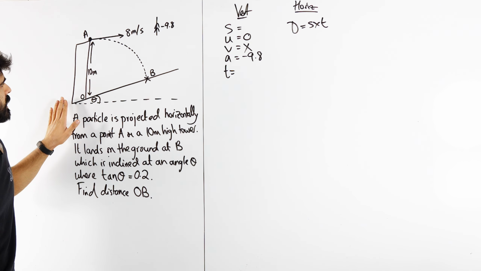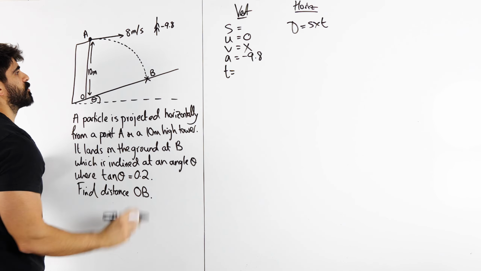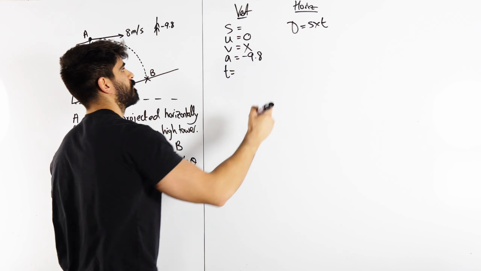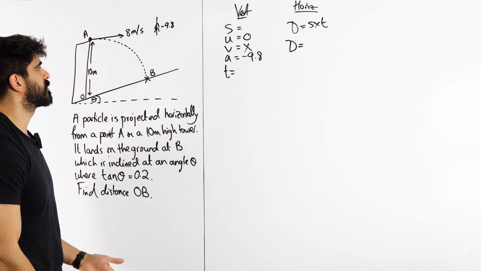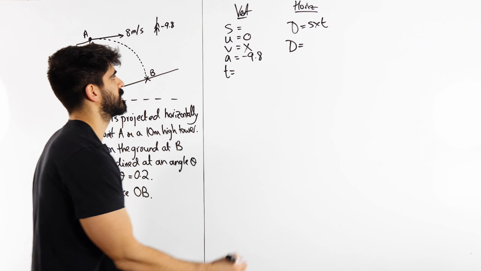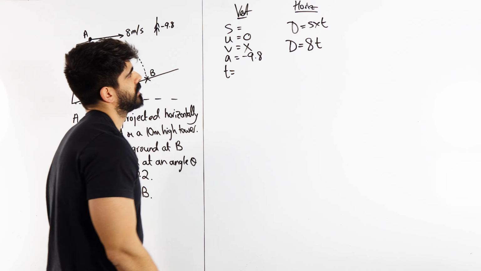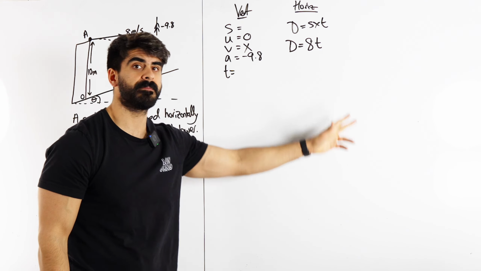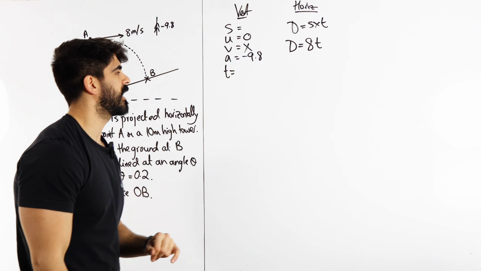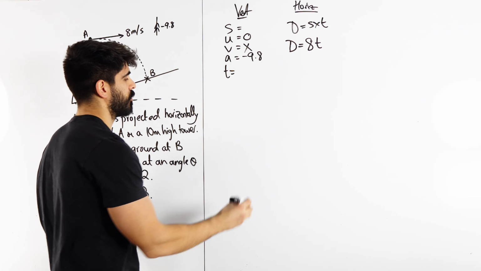Now, at B, from the point of projection, do we know the horizontal distance? The answer is no. We'll just call it D. We do know the horizontal speed is 8, so D is 8 times time. For that reason, I feel like I'm more interested in the time, but let's decide how this would even work.